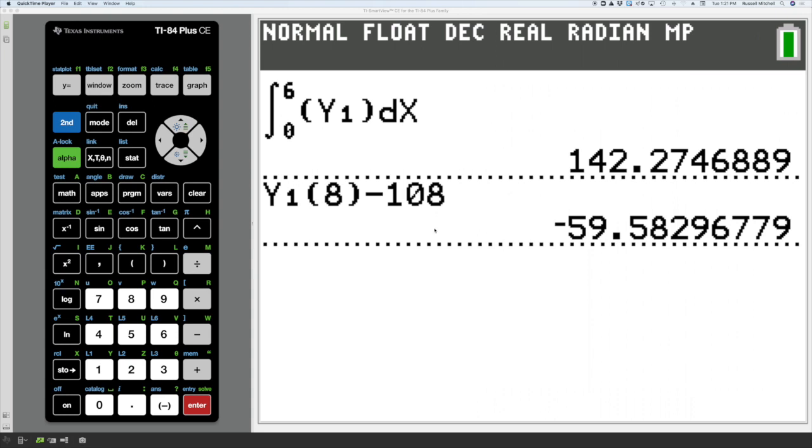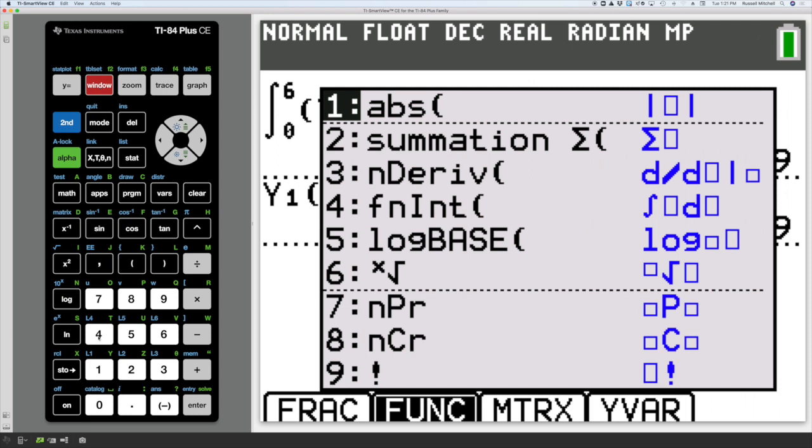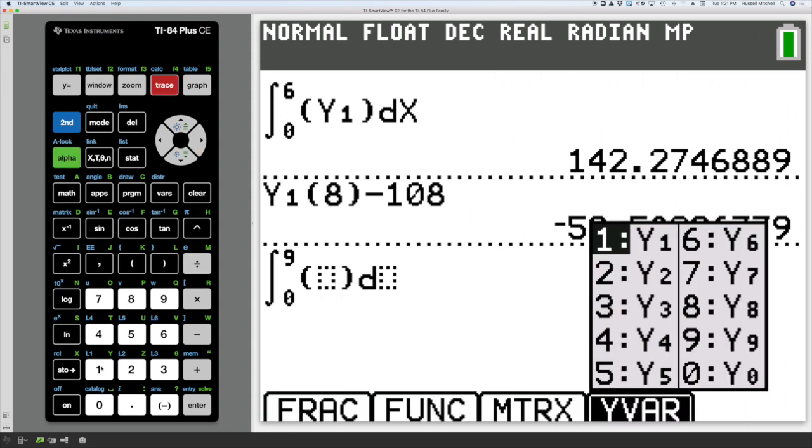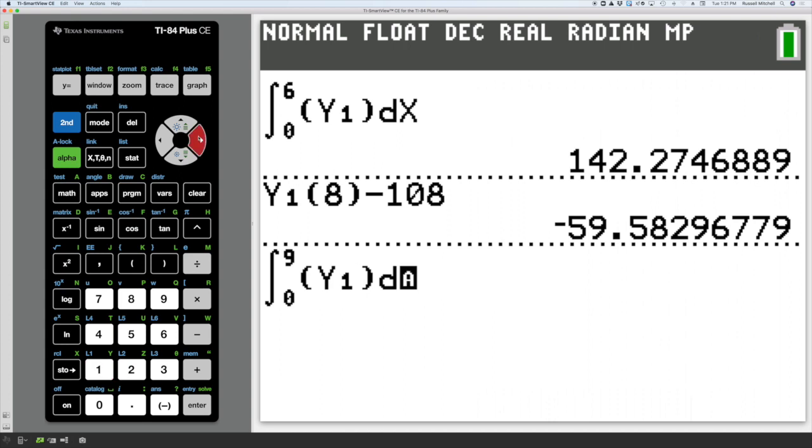So we want to integrate. We want to press alpha window and choose number 4. And we're going to go from 0 to 9. And our f function, which is y1, so alpha trace and then y1, and then dx. Now that's going to give us the accumulation of snow on the driveway up to 9 a.m., how much snow has accumulated. Now what we have to do is remove, so we want to press minus, and then we want to do h of 9.